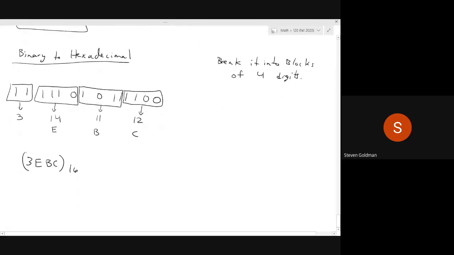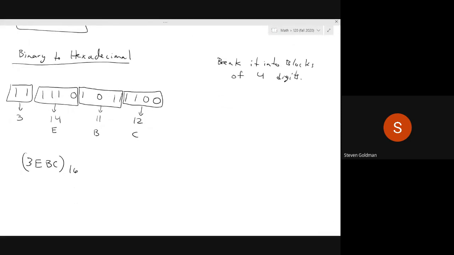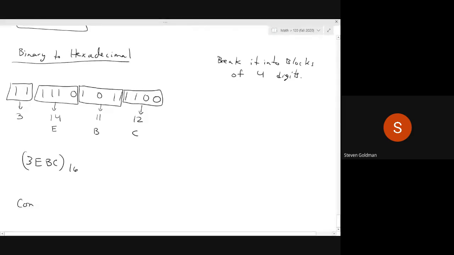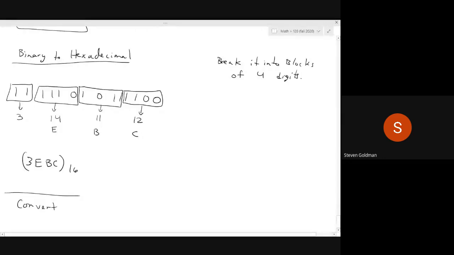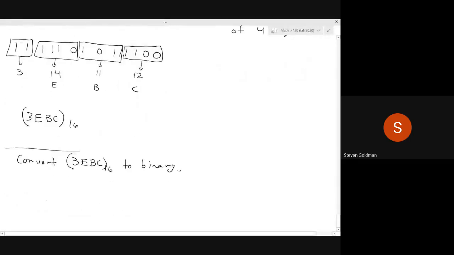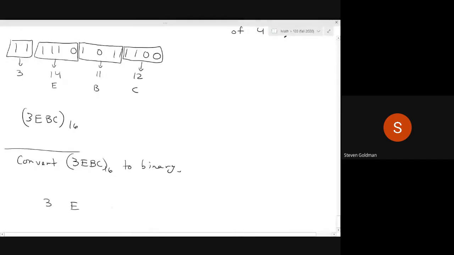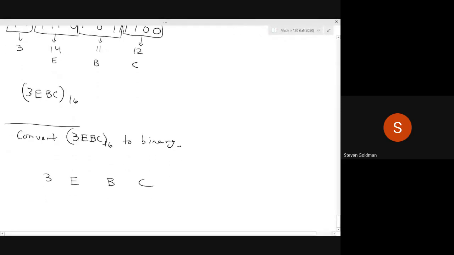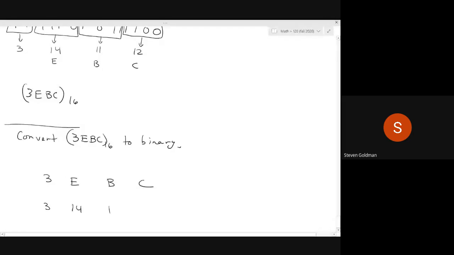If you wanted to go from hexadecimal or octal directly to binary, you would just do the reverse of what we just did. So, for example, let's say I gave you 3EBC and I told you to convert that to binary. What you would do is take each digit here and write them out as their digits. So E would be 14, B as 11, C as 12.